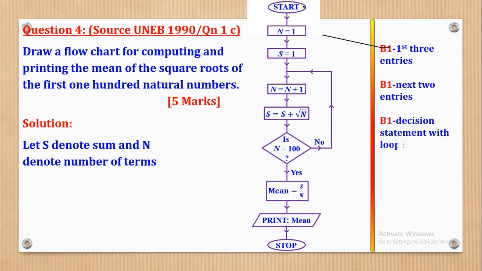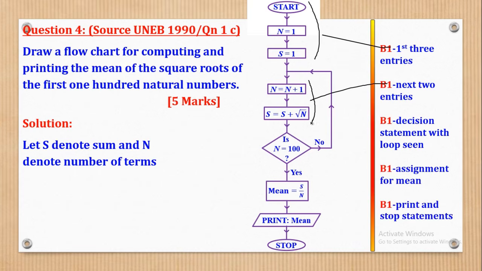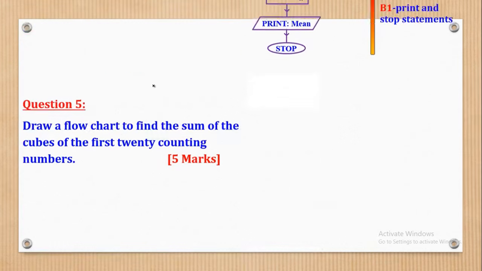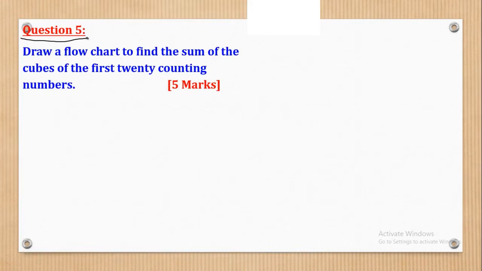These were the first 3 statements. Next 2 entries, these ones, decision with loops in, assignment for mean, print and stop statement. So that was question 4. Now we shall go to question 5.